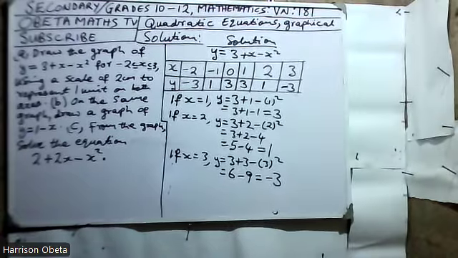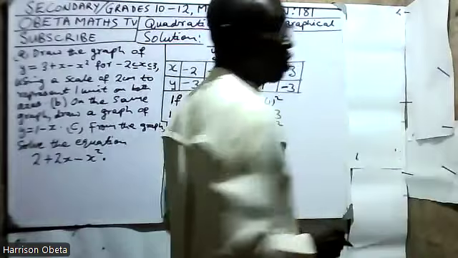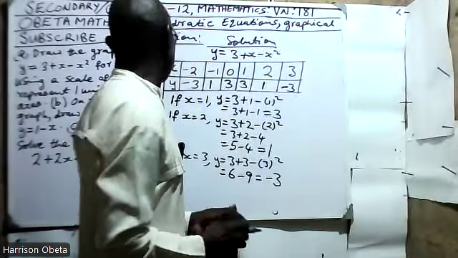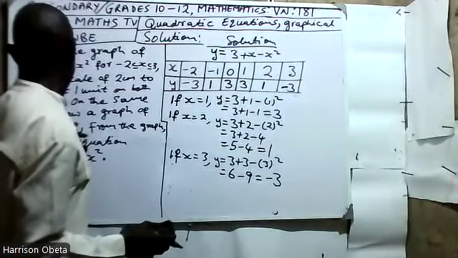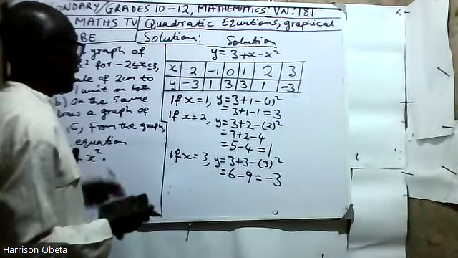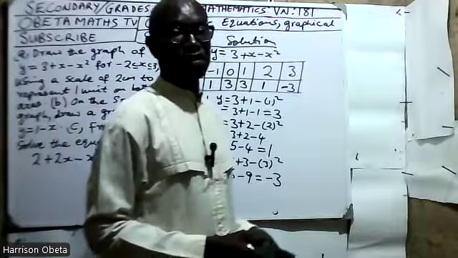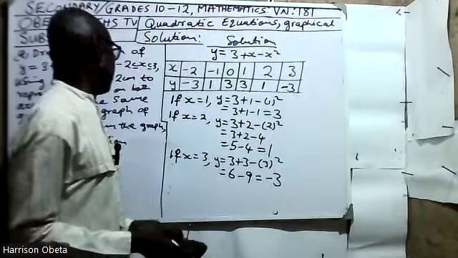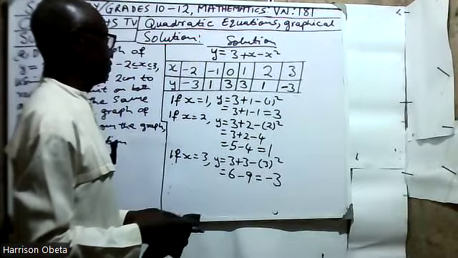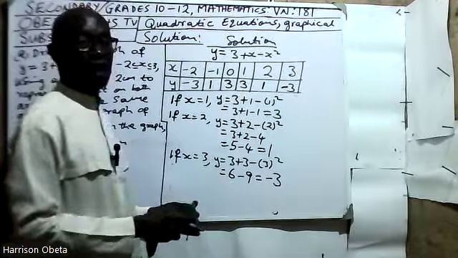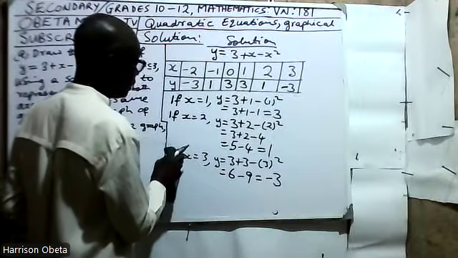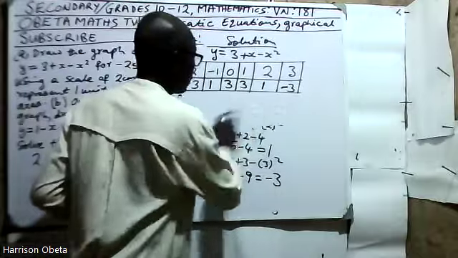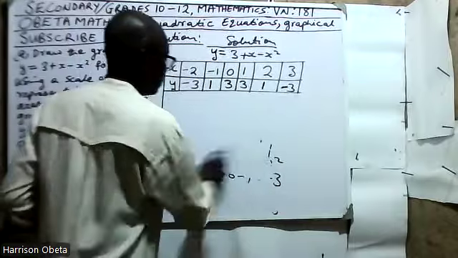Now, we have to also draw the table of values for the second graph, which is the one we are told to draw, 1 minus x. But in that second graph, you may not necessarily pick all, because that one will be a straight line graph. So we may just pick some values. We have filled this one, so let's go ahead and fill that one.